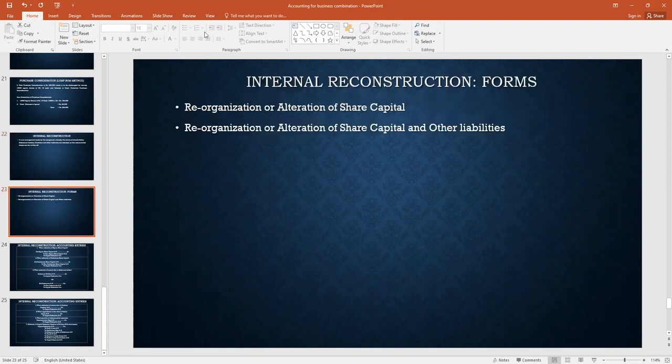In the case of internal reconstruction, we have two forms. First of all, alteration of the share capital. Here only the share capital claim, or shareholders' claim, can be reorganized or altered. In that way, we can absorb the losses. And another way is that along with the share capital, we can consider other liabilities also, like creditors, debenture holders or preference shareholders, to write off our losses.